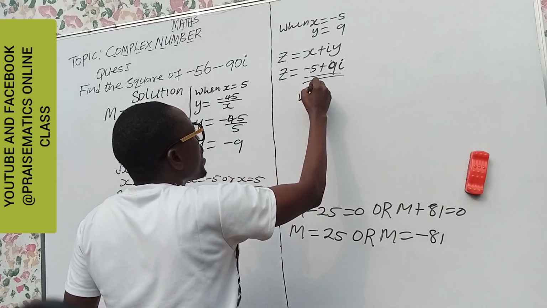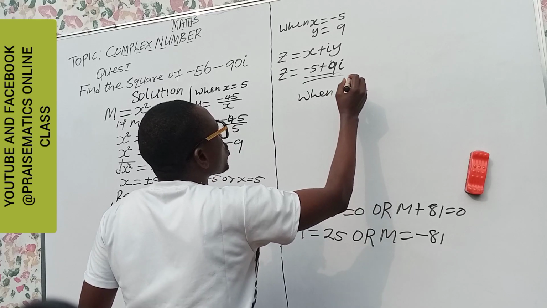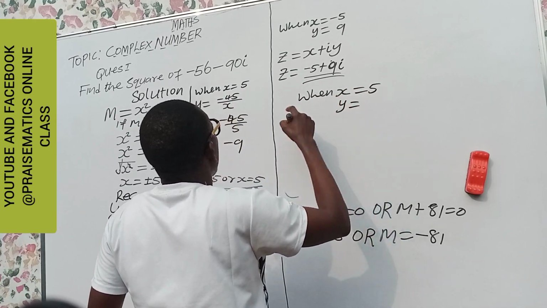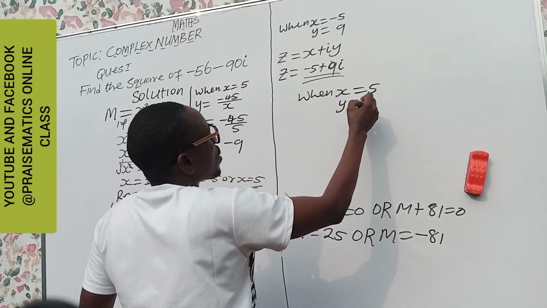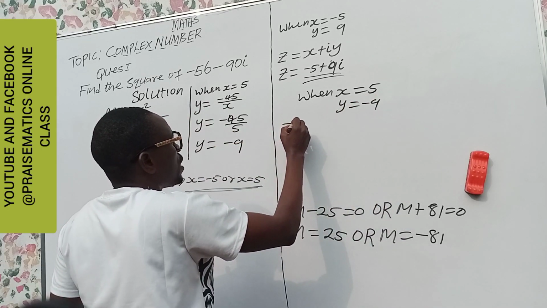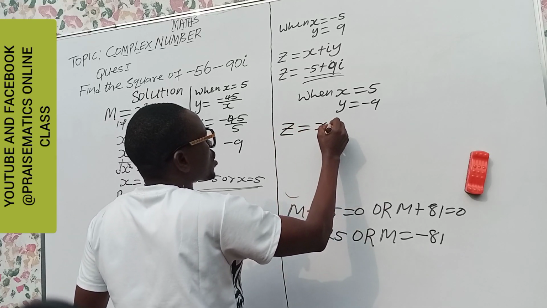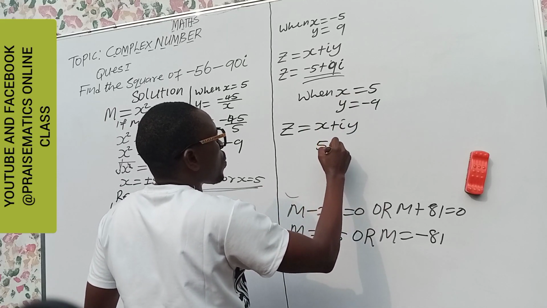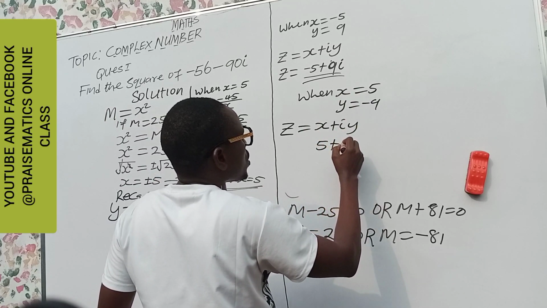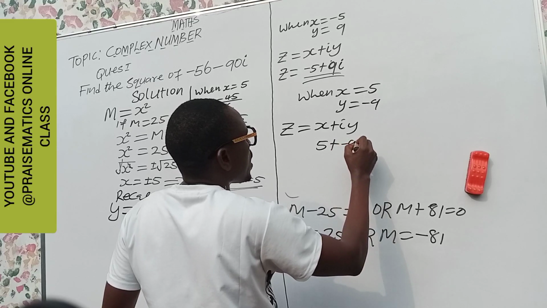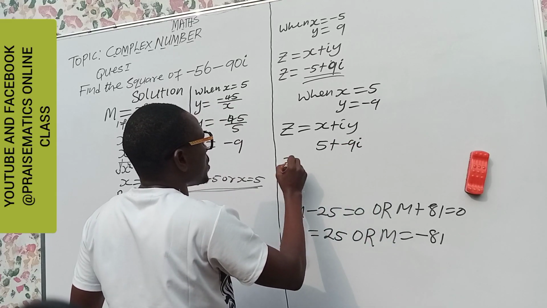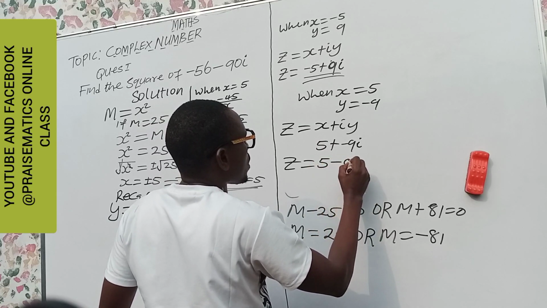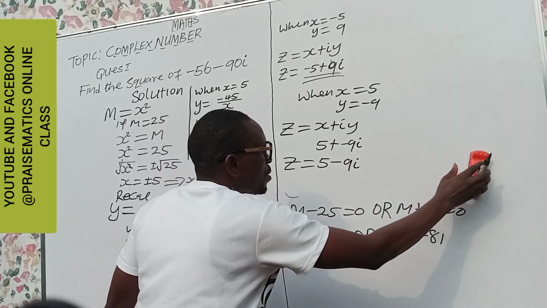Okay, now we'll go to again. When x equal to 5, y equal to minus 9. So now from this, recall that z complex number is x plus iy. Substitute it. Our z is now 5 plus y, which is minus 9i, which finally means our z is equal to 5 minus 9i.